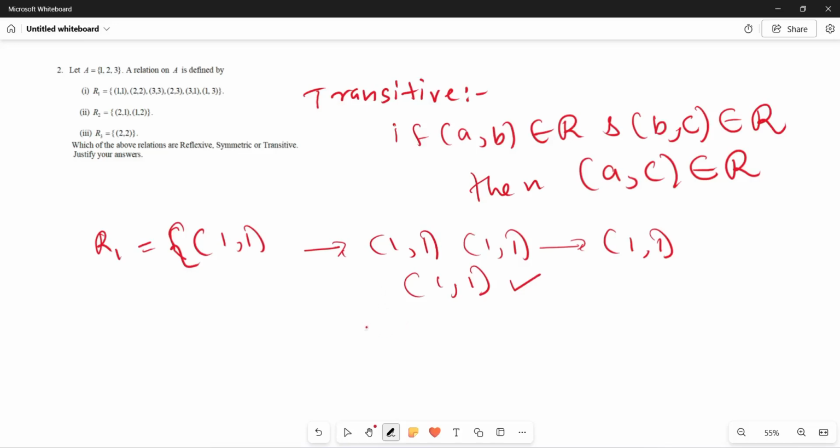But now you can see about the (2, 3) and (3, 1). Okay, (3, 1) is there.